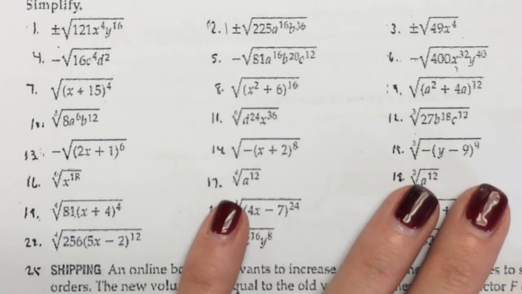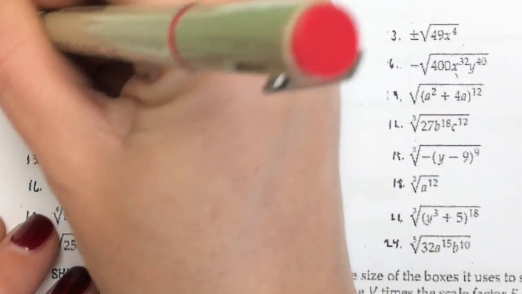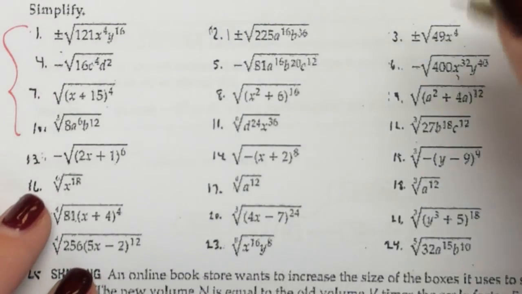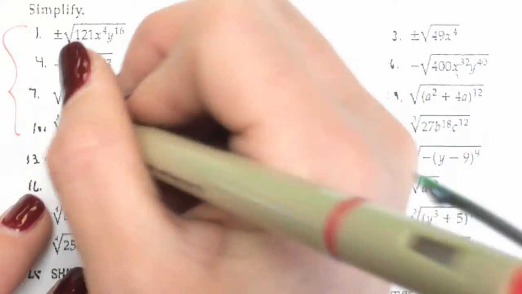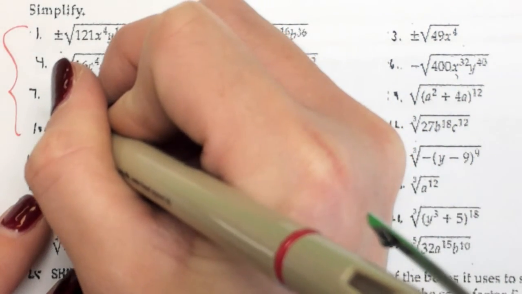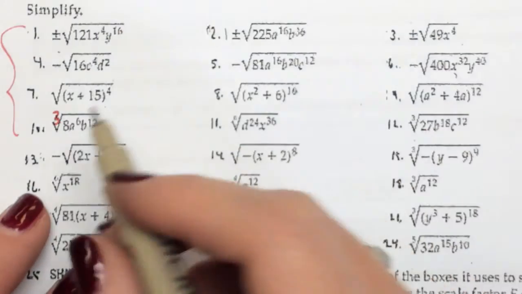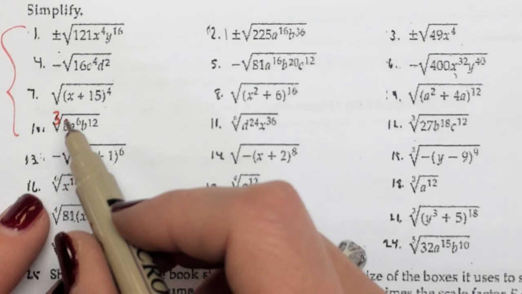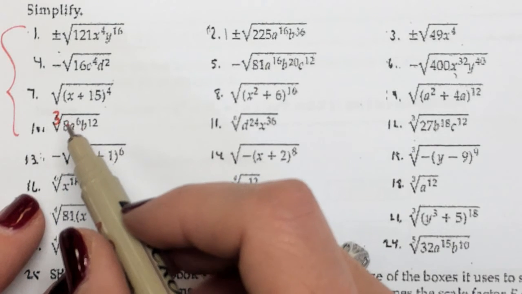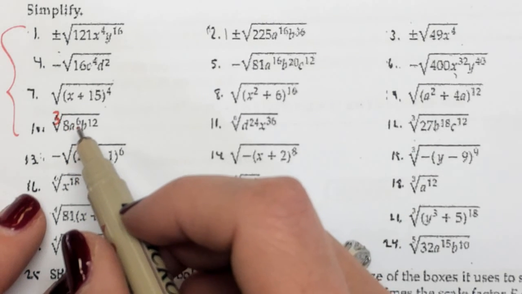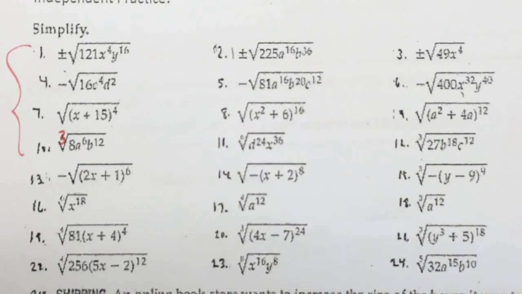So right now, go ahead and do 1 through 10 on your own. But before you start, this is a 3 right here. Go ahead and fix that. I'm sorry about the printing quality. That's a 3. Everything else you should be able to read, but if you can't, let me know and I'll tell you what it is. 1 through 10 on your own.